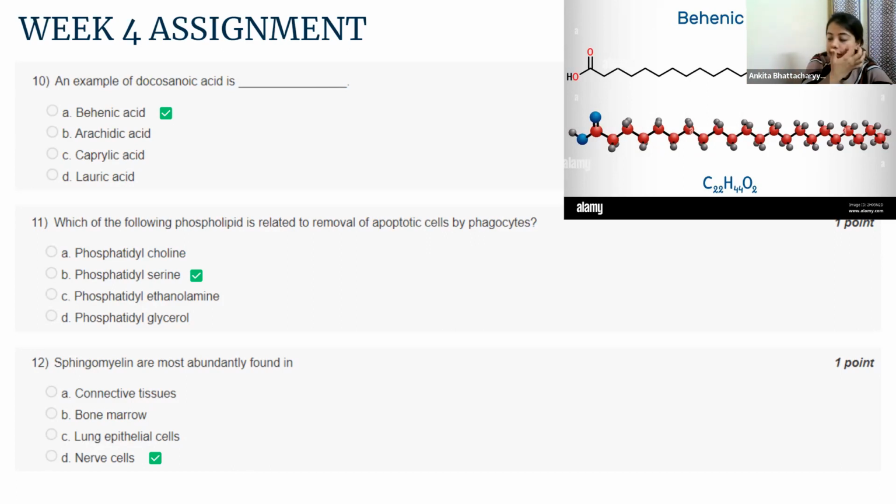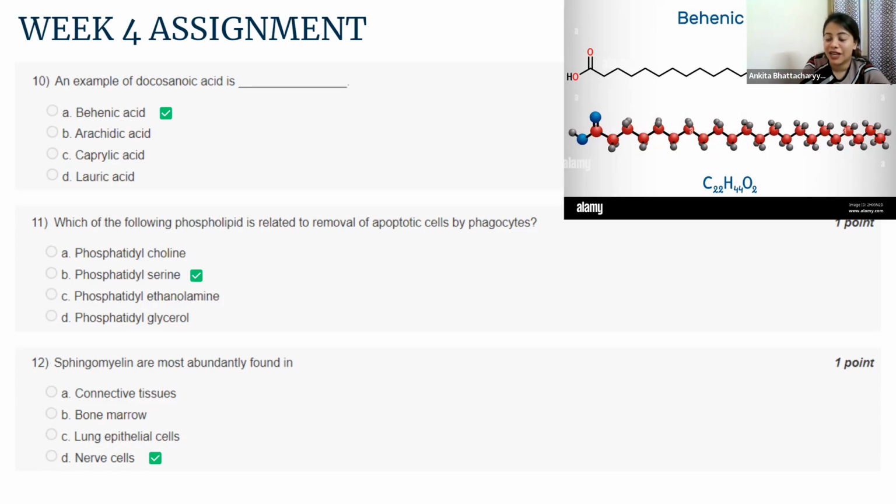However, when a cell sees that it does not have the resources or the conditions to survive, it decides to go towards apoptosis, and then this phosphatidylserine is shifted towards the outer leaflet, and that serves as an eat me signal.